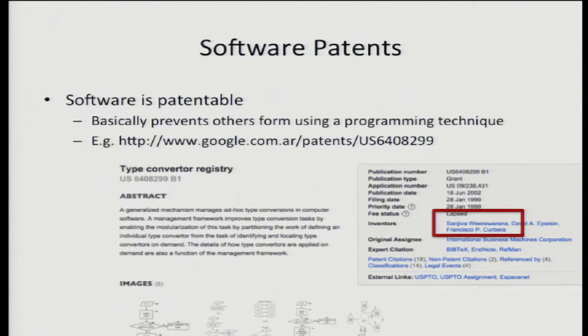This is an example patent that I actually wrote up when I was at IBM. You can look it up; it's called a type converter registry patent. It basically says if you write code that converts some type from another type and you look it up in a registry, that approach for doing it is patented and owned by IBM. It's now expired. It expired in 2010 and they didn't renew it.